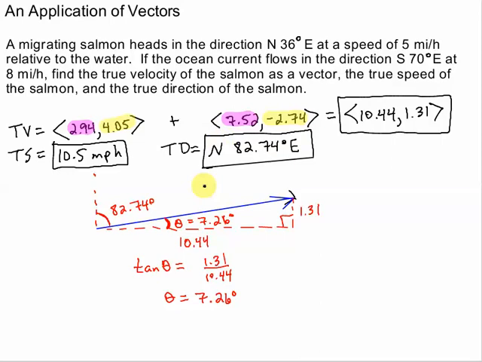So one more time, to get the true velocity, you add all the relative velocities. Notice the speed of the salmon is given relative to the water. That means the salmon feels like it's moving 5 miles per hour in the water, but the current definitely has an effect. You can see the true speed of the salmon is actually 10.5 miles per hour, not 5. And its direction is much different than its relative direction here in the water.